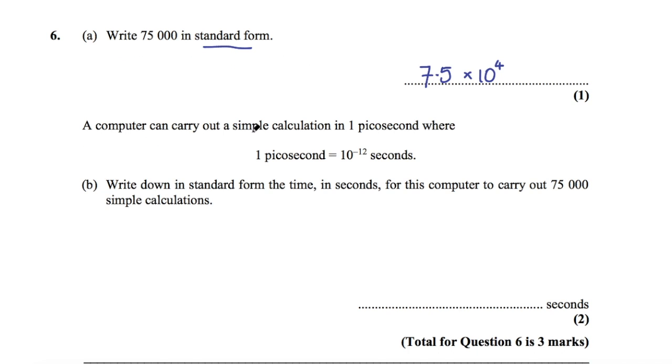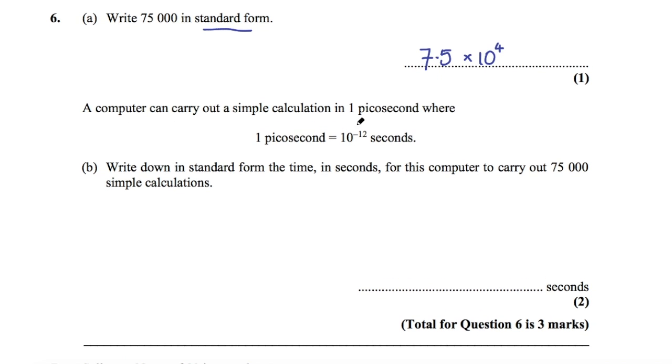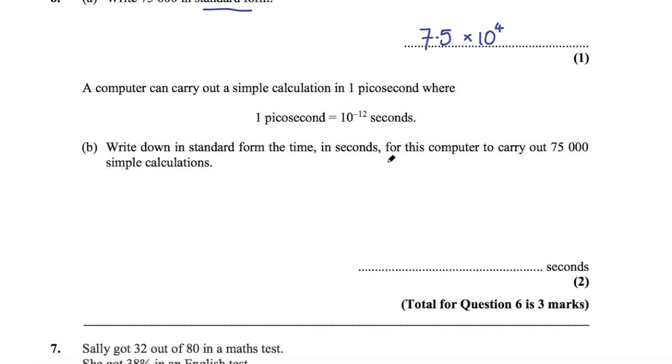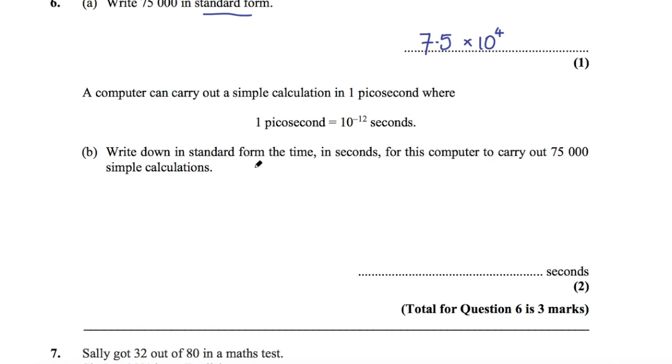Then it goes on, a computer can carry out a simple calculation in 1 picosecond, where 1 picosecond equals 10 to the minus 12 seconds. Write down in standard form the time in seconds for this computer to carry out 75,000 simple calculations. So what we're looking for here is 75,000 picoseconds. That's essentially what the question is asking, and they're asking us to write that in seconds. And we know that 1 picosecond is 10 to the minus 12.